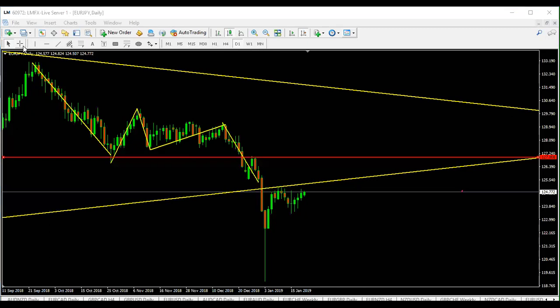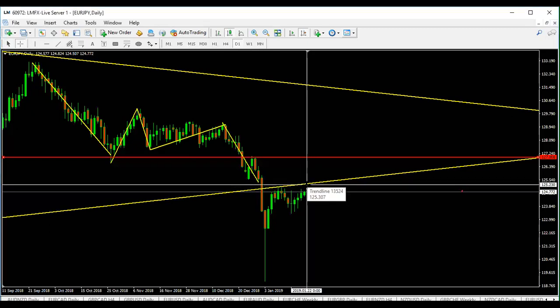So what you would do is you would come to this trend line, say we're waiting for it to retest here, okay? This is not financial advice. This is not a suggestion. This is just what I look at.